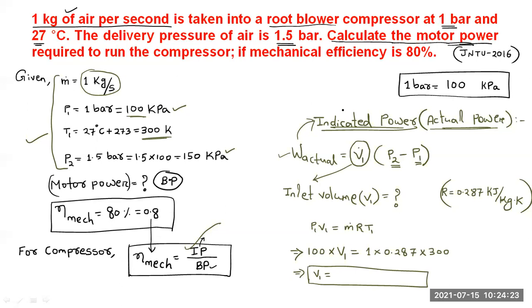We will get 0.861 meter cube per second. So this is the inlet volume we have calculated. Now that we have this inlet volume, we are going to apply this formula to calculate the indicated power. Yes, 0.861. So now we will calculate the indicated power.